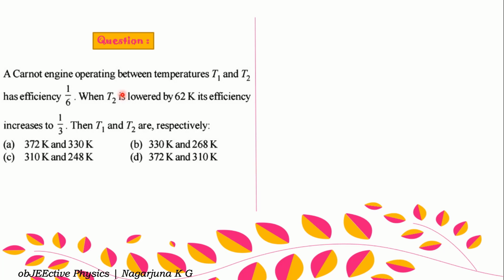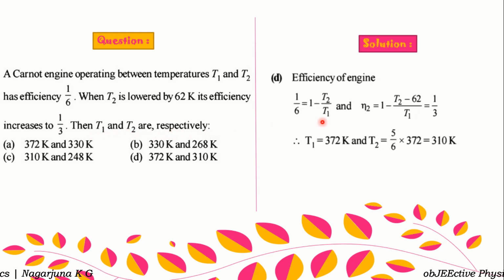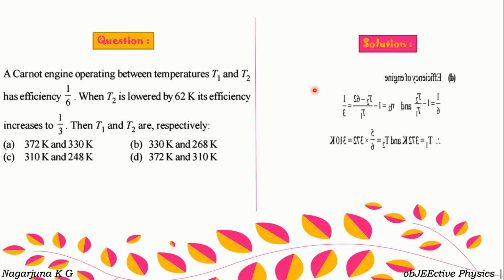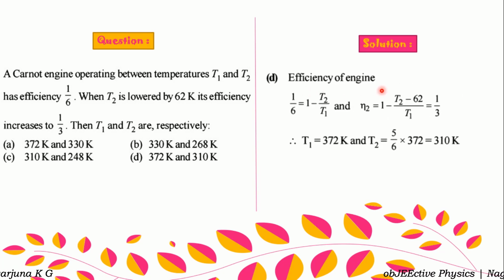A Carnot engine operating between temperatures T1 and T2 has efficiency 1 by 6. When T2 is lowered by 62 kelvins, its efficiency increases to 1 by 3. Then T1 and T2 are respectively... Efficiency of the engine eta is equal to 1 minus T2 by T1, or 1 by 6 is equal to 1 minus T2 by T1, and eta is equal to 1 minus (T2 minus 62) by T1, that is equal to 1 by 3. Therefore, T1 is equal to 372 kelvins and T2 is equal to 5 by 6 into 372, that is 310 kelvins. Option D is the right option.